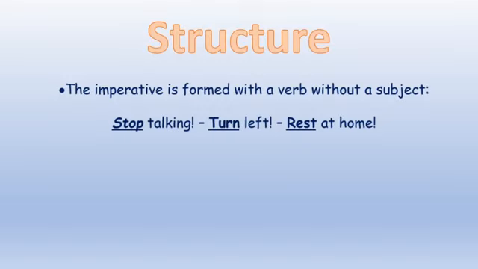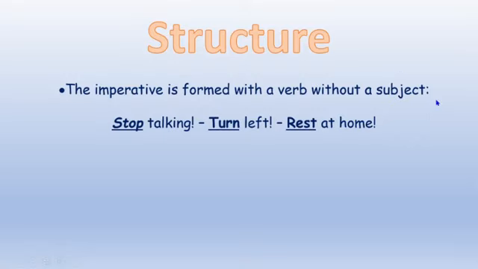Now, what about the structure? In imperative verbs, we have 2 different ways to use it. We have the imperative verb in positive. Imperative is formed with a verb without a subject. Don't forget that. In imperatives, you don't need to use a subject. For example, stop talking, turn left, or rest at home. You don't have a subject, right? You can't see a subject, because you don't need a subject, okay?